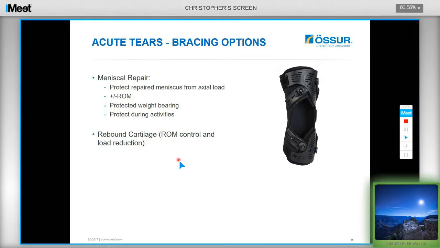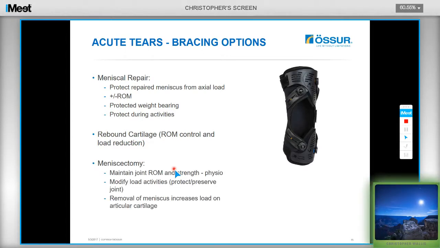Obviously, depending on facilities, depending on budget, some people may use a knee immobilizer in the early stages and then look at something like an unloader, for example, for ongoing. But this is just an option where it is all in one.